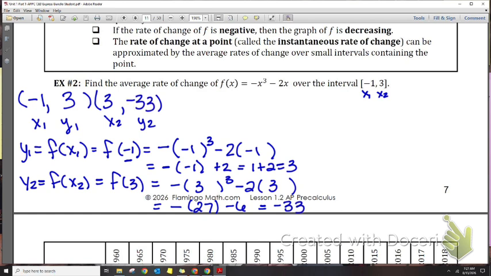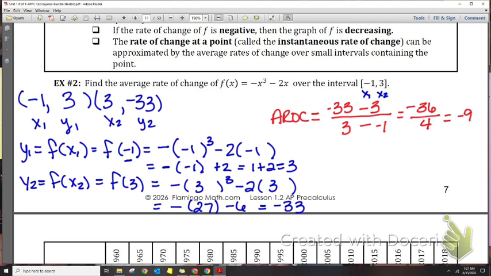And now that I have that, I can go in and I can find my average rate of change. So my average rate of change is going to be y2. Well, let me do my skeleton. Sorry, y2, y1, x2, x1. And so I get negative 36 over 4. Well, for some reason my pen's not writing here. There we go. Which is negative 9.